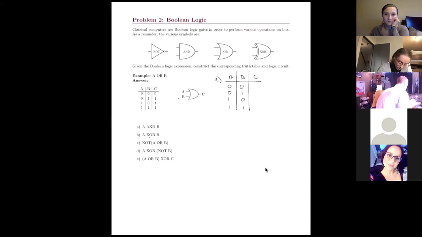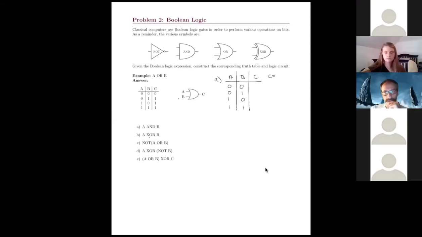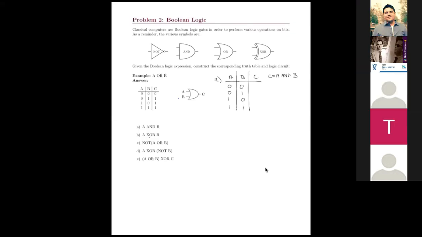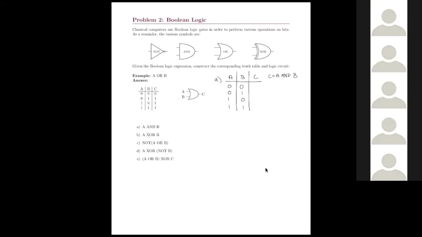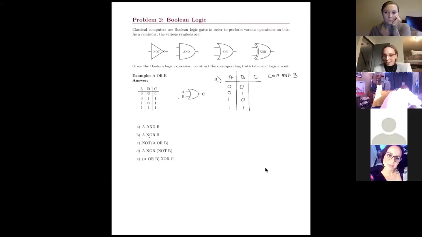Since in this case, C is equal to A and B, so 0 and 0 is going to be 0, because the only case that A and B is going to be true is if both are 1.